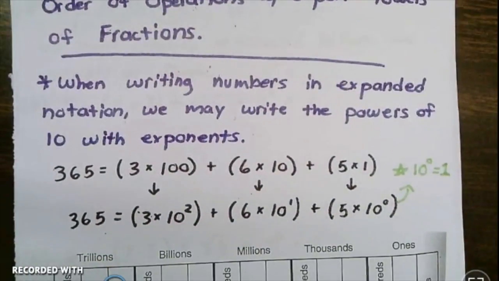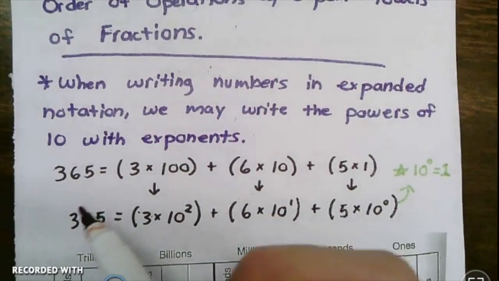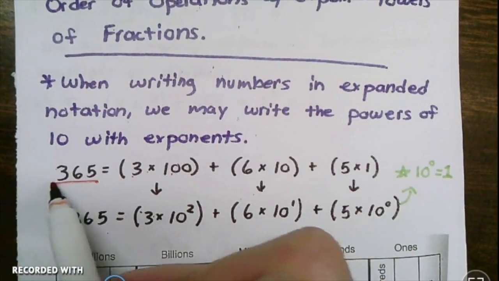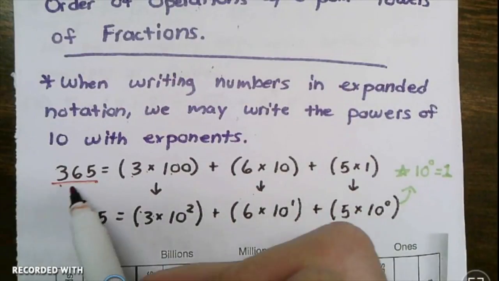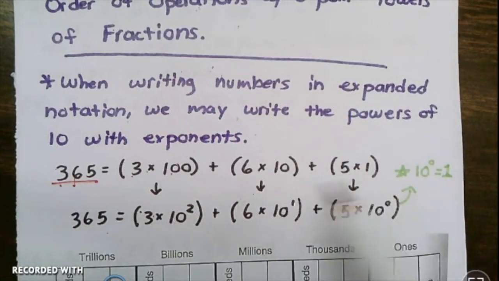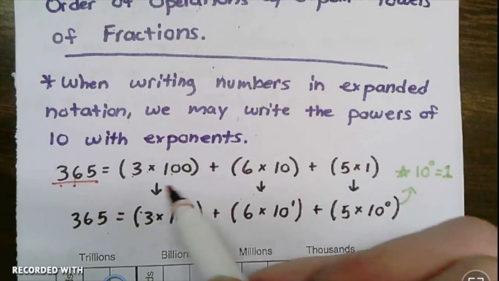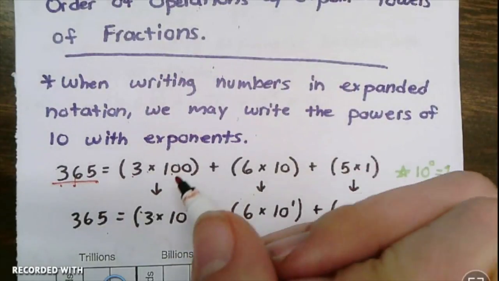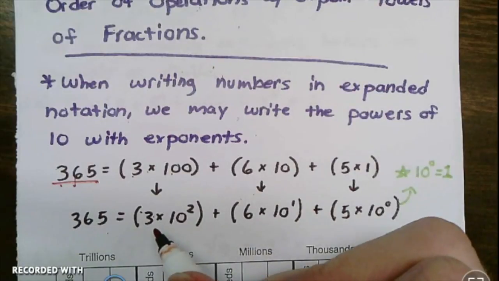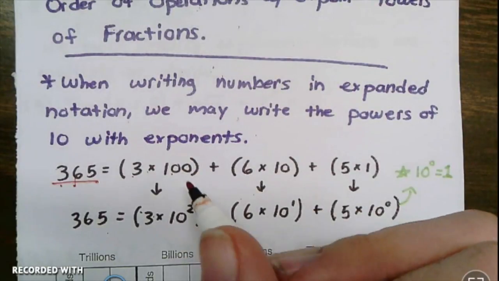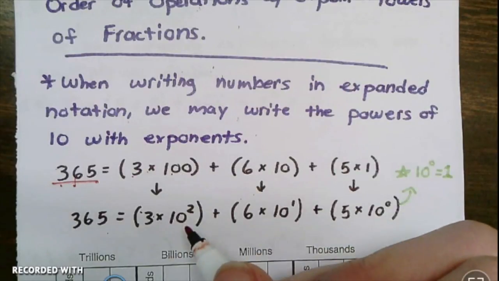Let's jump right in. When writing numbers in expanded notation, we may write the powers of 10 with exponents. So in the past, we've said 365 is 3 times 100, it's in the 100 spot, plus 6 times 10, which is in the 10 spot, plus 5 times 1, which is in the 1 spot. Now we can abbreviate this even more, or simplify it more with exponents. So instead of writing 3 times 100, we're going to write 3 times 10 squared. What is 10 squared? Good, it's 100. 10 times 10 is 100. So this is the same thing as this, but we're going to simplify it.